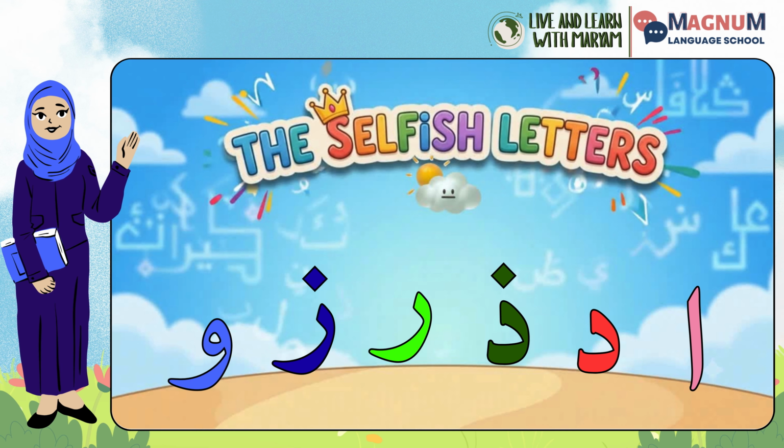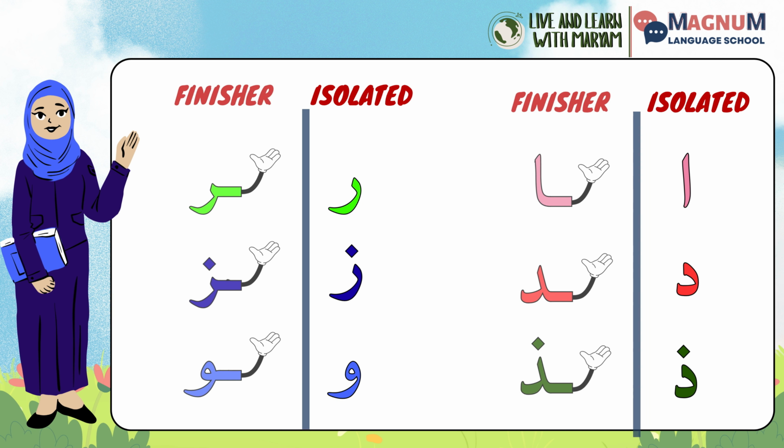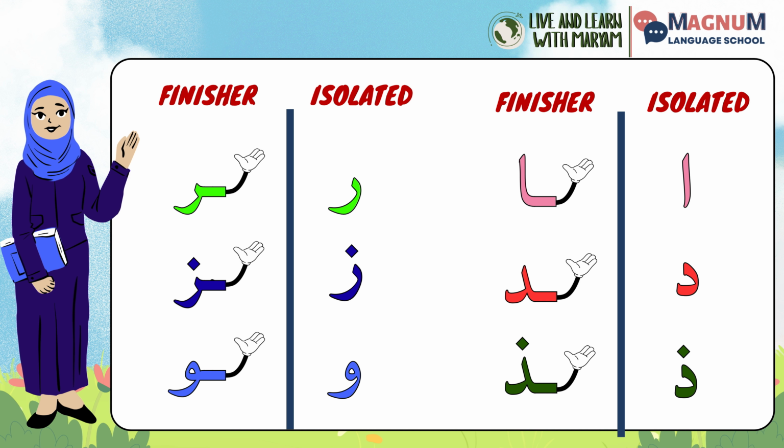So, all the selfish letters have only 2 shapes. First, the isolated shape, when they are not connected with any letter. And second, the finisher position shape, when they are connected only with one letter to their right.